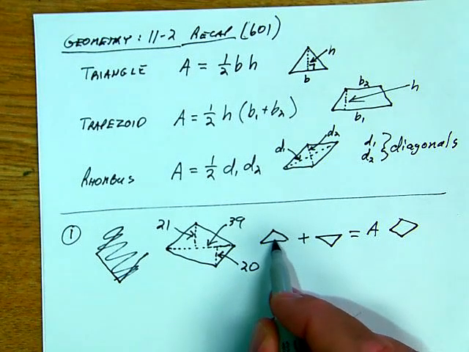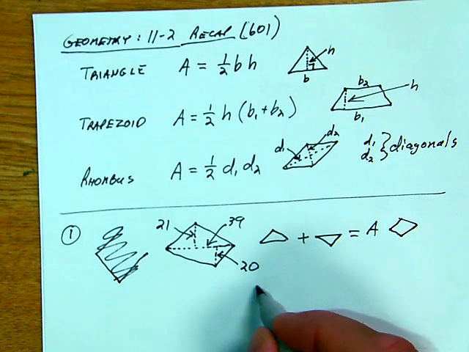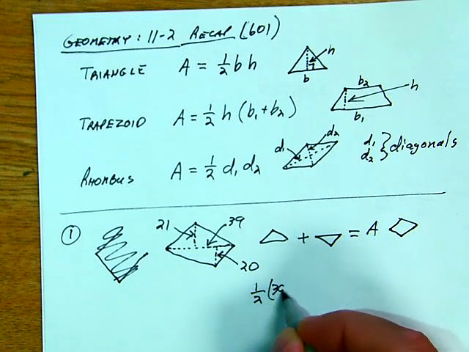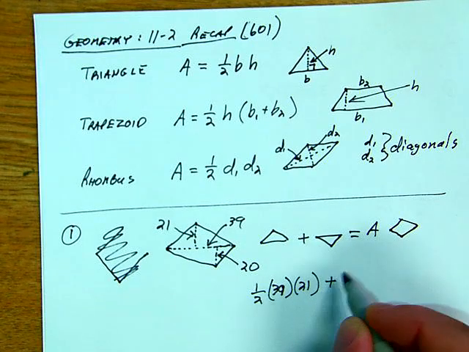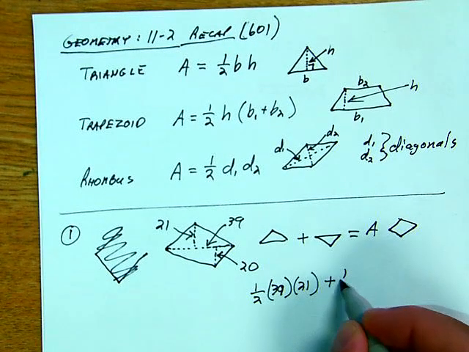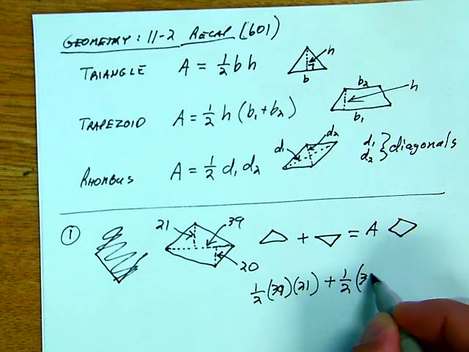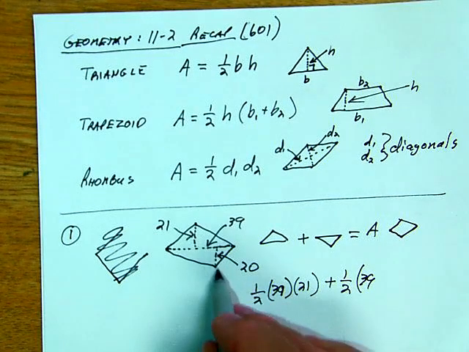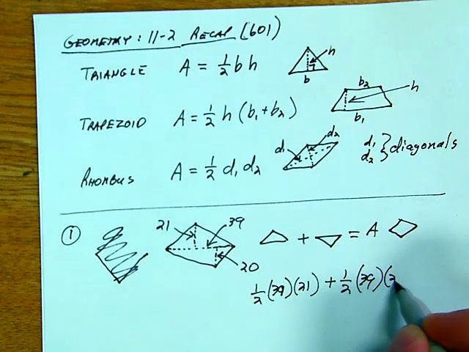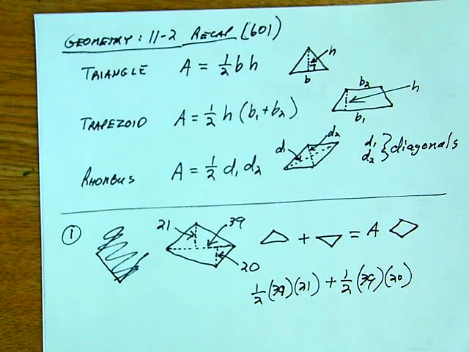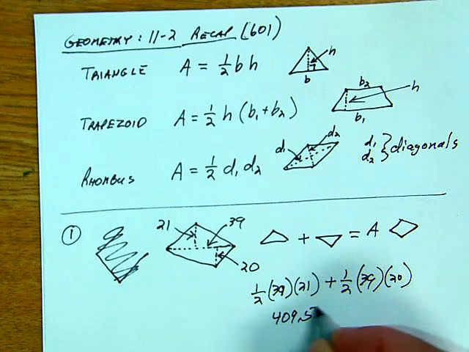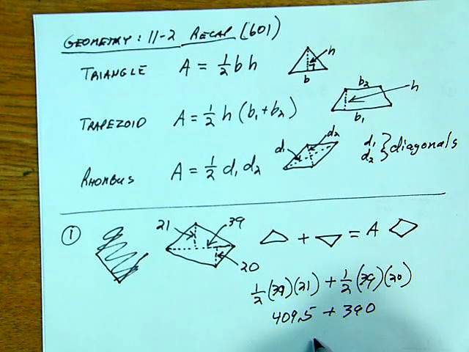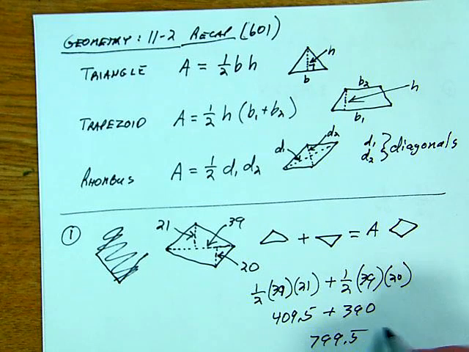So all we have to do is find the area of that top triangle. Well, the base is 39, 1/2 times the base of 39 times the height is 21 plus the area of this bottom triangle, 1/2 times the base, well, it's the same base, 39, one side of the triangle. The altitude of that triangle is 20, or the height, and that added together gives you the both. And if you calculate that out, 409.5 plus 390, and our final answer is 799.5 units squared.